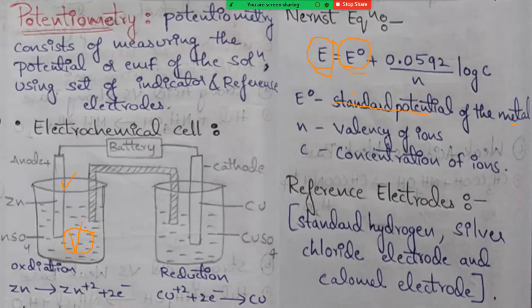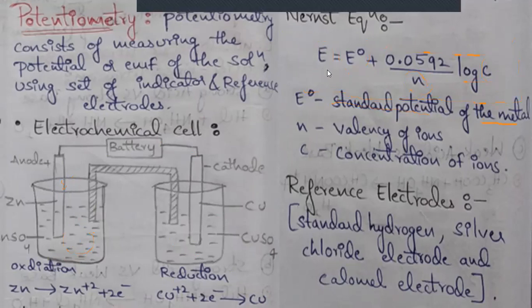So E naught is the standard potential value of the metal. Okay. So E equals E naught plus 0.0592 by n log C. Here n is the valency of the compound that we are testing, which is there in the container, and C is the concentration of the ions. So whether it is a diluted solution or a concentrated solution, we can measure it, right? So this is the formula for measuring the potential values of the sample solution.